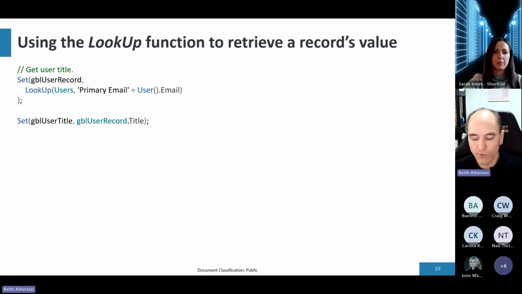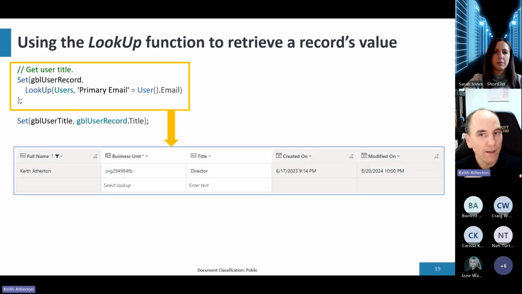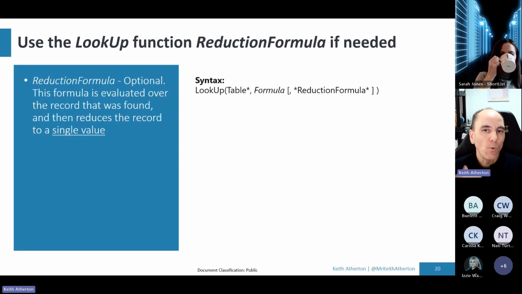So far, so straightforward. However, that first block that we do will bring the full record back. Now that might have many columns, maybe more than we need as well. So again, it's bringing more data back than we perhaps need. What we can use in the Lookup function is a reduction formula.